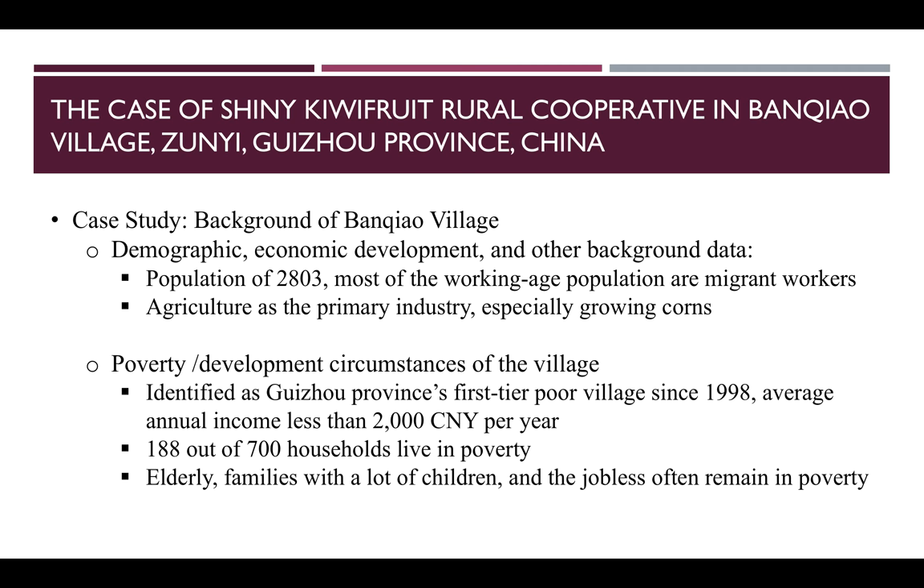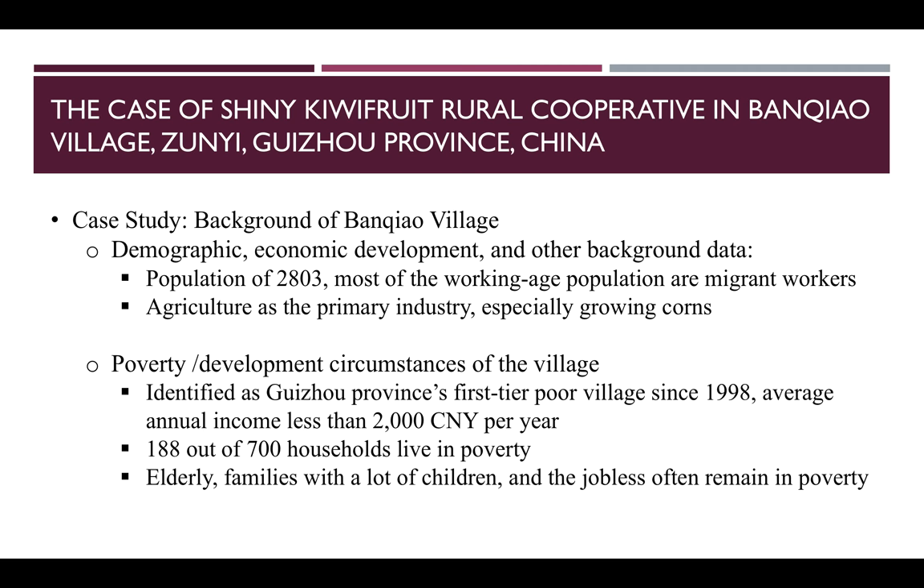So then we can go to the case of Shiny Kiwi Fruit Rural Cooperative at Banqiao Village. Banqiao Village has a population of 2,803 people spread in about 700 households with about 188 poor population just a few years ago. And agriculture has been its primary industry, especially growing corns. But corns can only generate really low economic profits for local villagers.